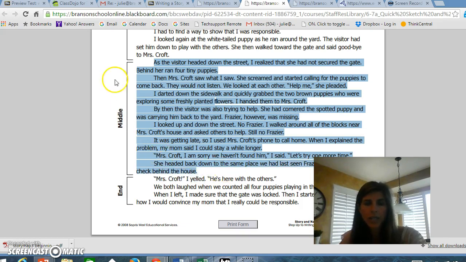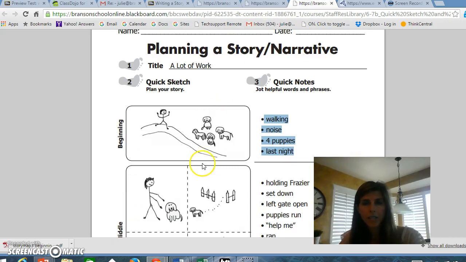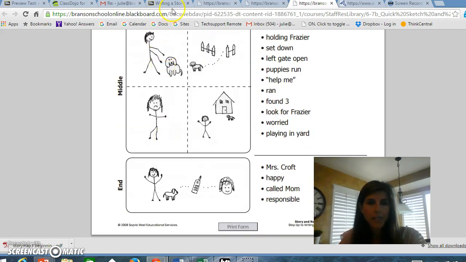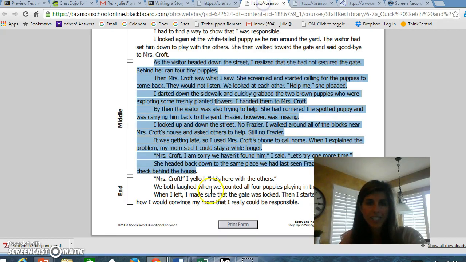All right, so that is all of the middle. There's a big problem. There are puppies lost, and it states that right here: holding Fraser, sat down, left gate open, puppies ran, help me. So that's all the middle. The problem has not been solved yet, and that will be at the end. Let's finish and see what happens.